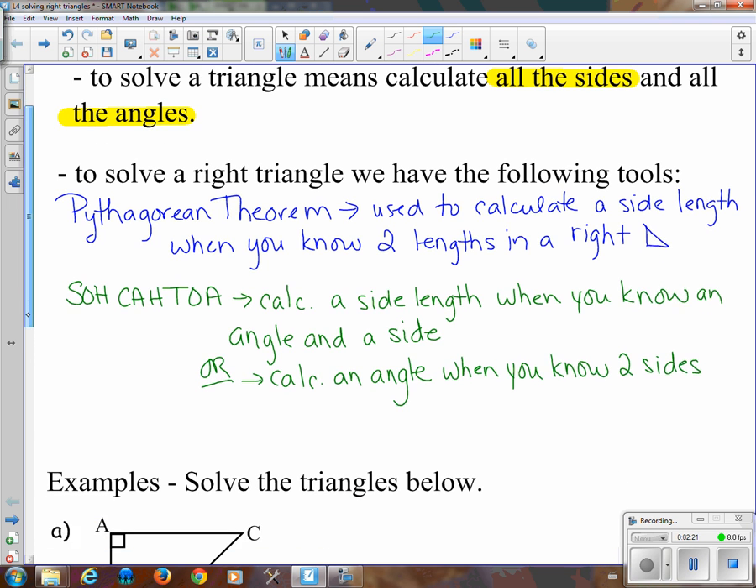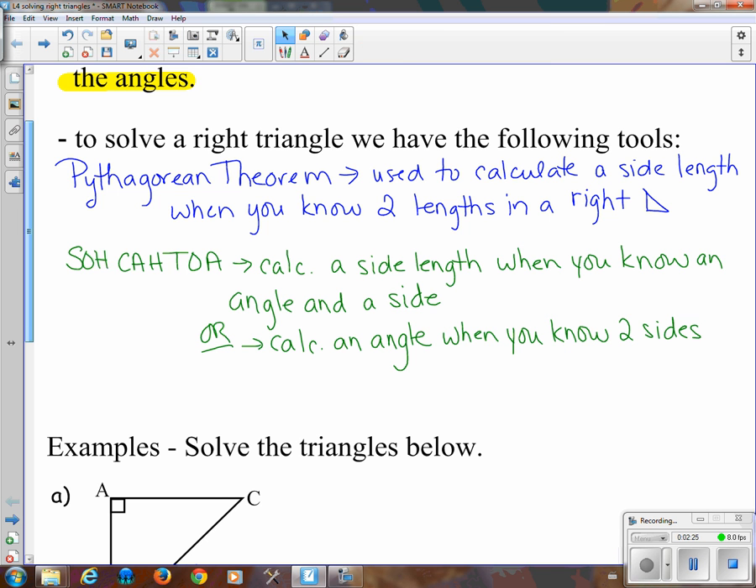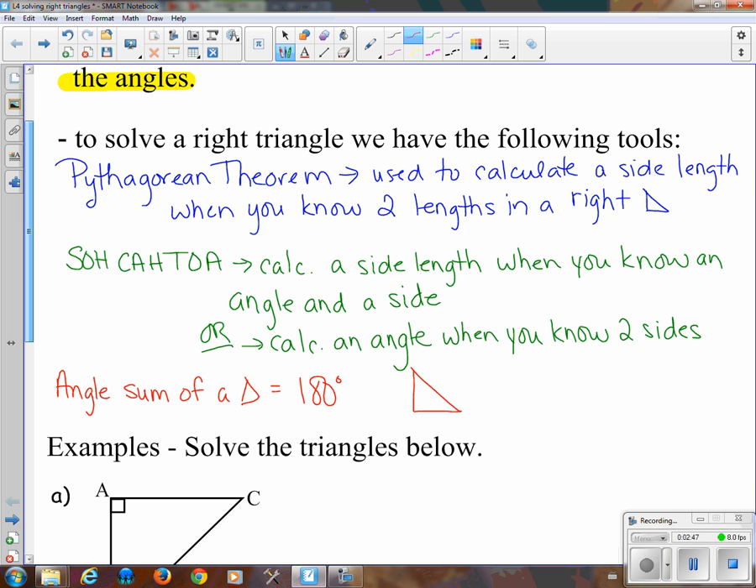And in addition to Pythagorean theorem and SOHCAHTOA, we have one other thing, way back, that we should know about angles. We should know something about the angle sum of a triangle. That being that all the angles add up to 180 degrees. A right angle triangle is a special case of this. In a right angle triangle, one angle is 90 degrees. If one angle is 90 degrees, then the other two angles must add up to 90 degrees, because 90 plus 90 equals 180.